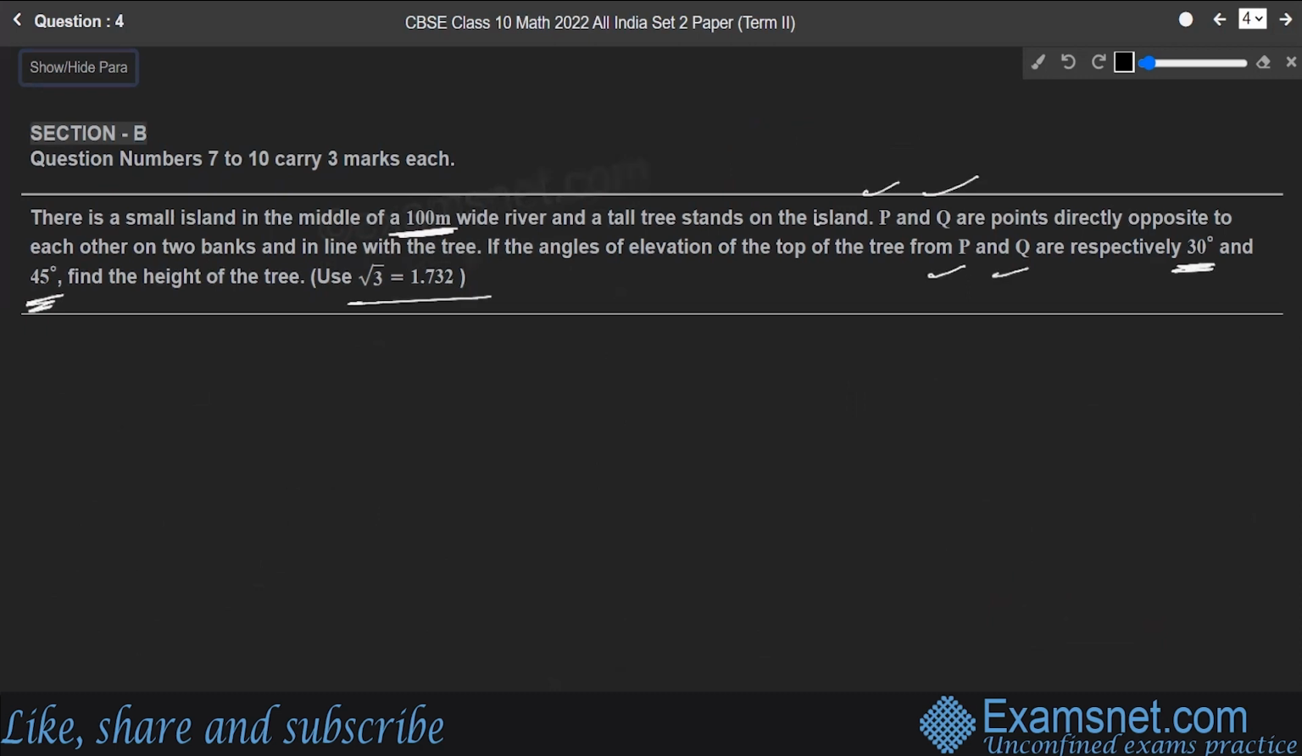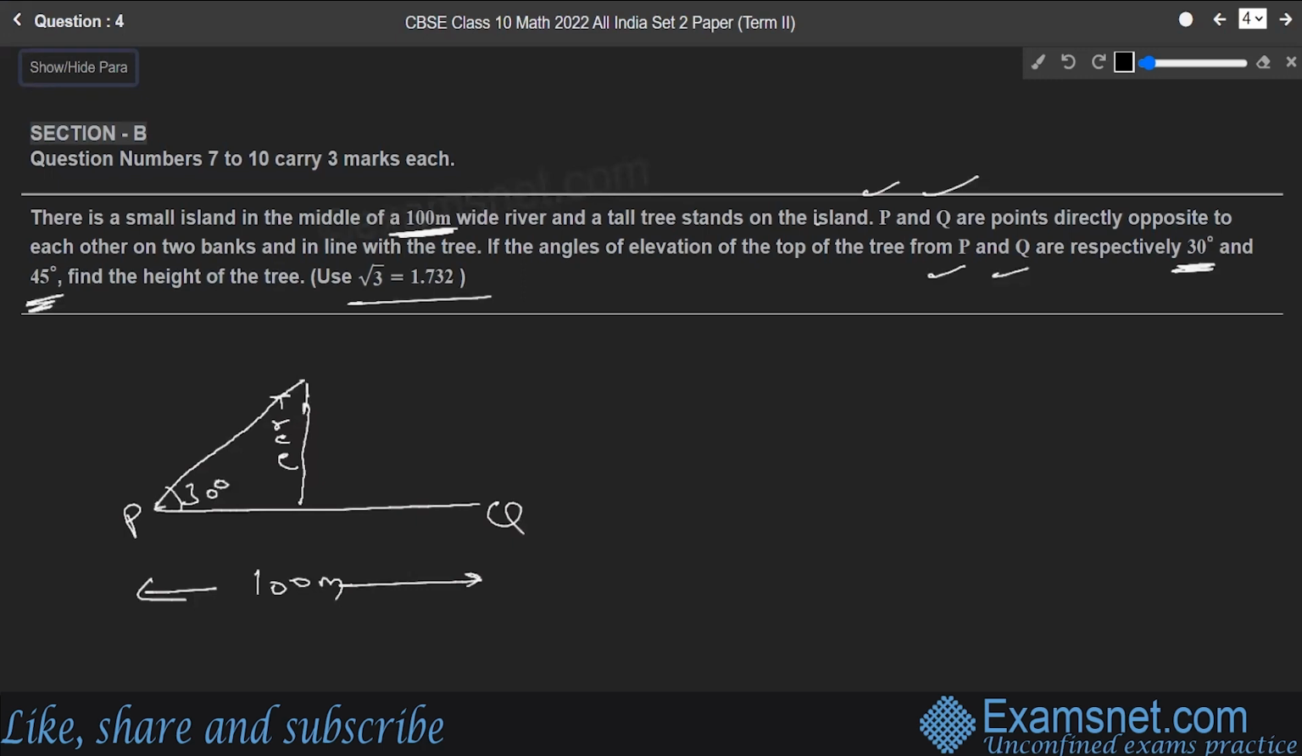So first of all, we need to draw the diagram. As he said, there is a 100-meter wide road. Sorry, 100-meter wide river, not road. So 100 meters is the width of the river. Then he's saying between them, not exactly in the middle, but somewhere between them, there is a tree standing. Let me write tree here. There are 2 ends of the river. One is P and one is Q. From the end P, the angle of elevation of the top of the tree is 30 degrees, and from the point Q, the angle of elevation of the top of the tree is 45 degrees. This is what has been drawn.